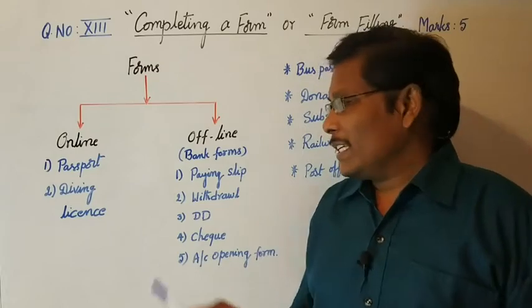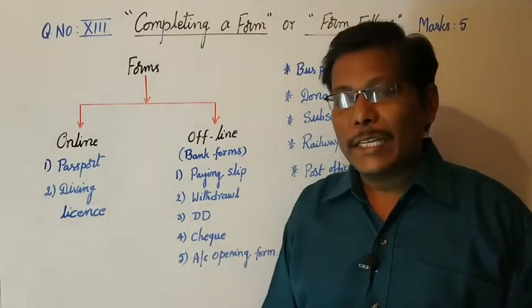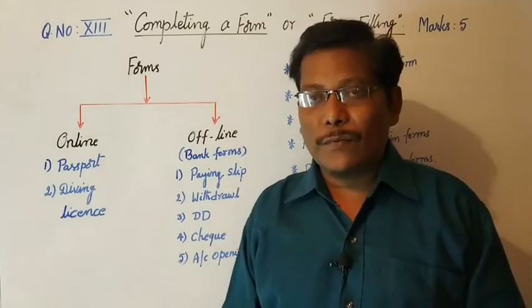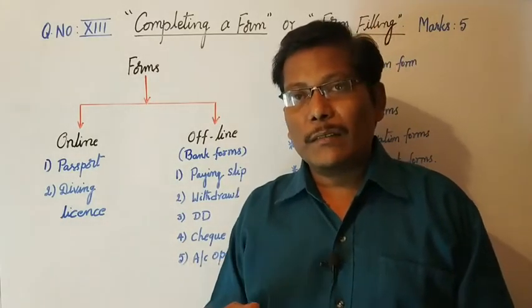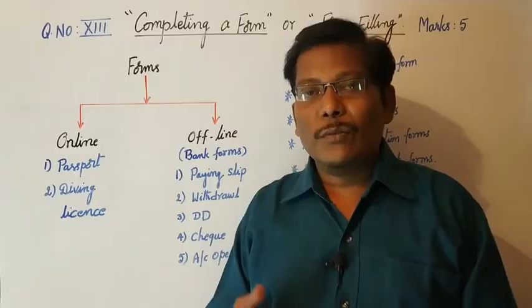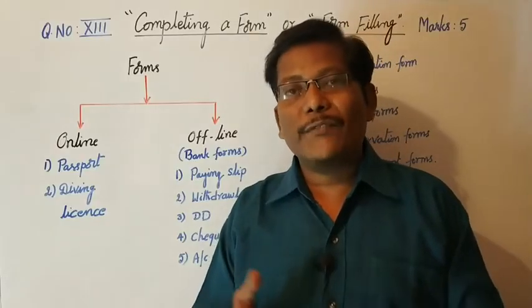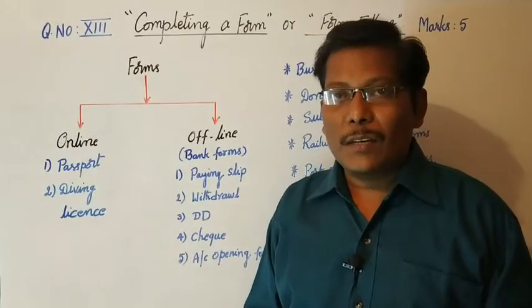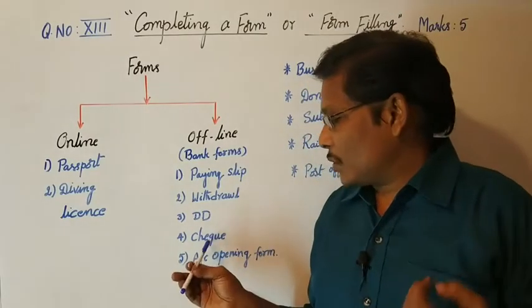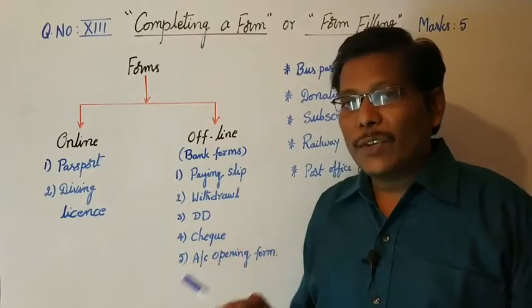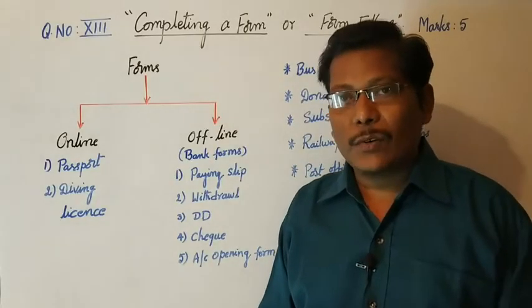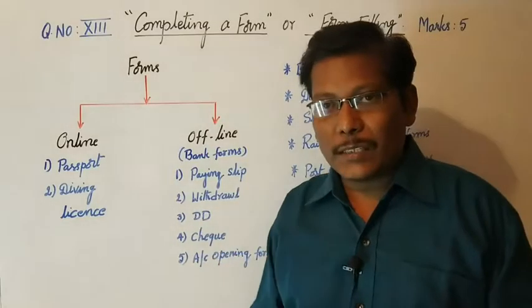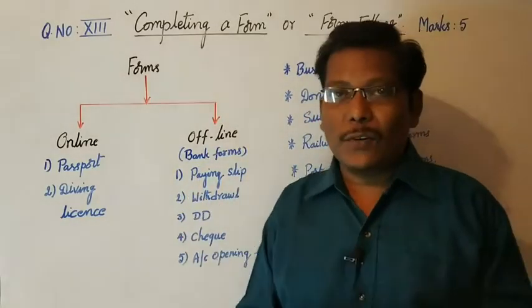Another one is DD. DD is the short form of demand draft. If you want to take a DD, you have to fill up a different form, that is the DD form. In the same way, whenever applying for a check, or whenever we want to open a savings account or a joint account, there are different types of forms like this. These are called bank forms.